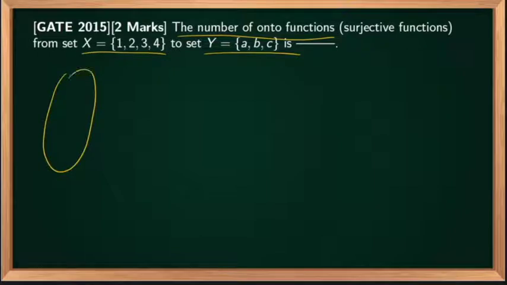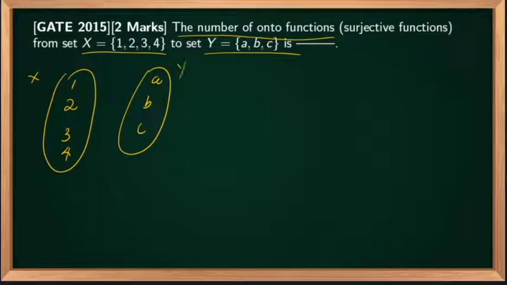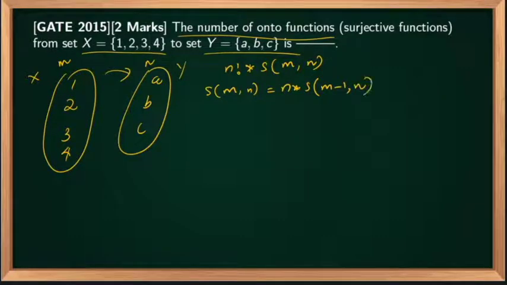We need to compute the number of onto functions from set X to set Y, right? So we have X here, and X has got 4 elements. Similarly, Y has got 3 elements, and we need to find the number of onto functions from X to Y. If you have M elements here and N elements here, the general formula to compute the number of onto functions is N factorial into S of M comma N, right? What is S of M comma N? S of M comma N is equal to N into S of M minus 1 comma N plus S of M minus 1 comma N minus 1. This is the way we compute S of M comma N.